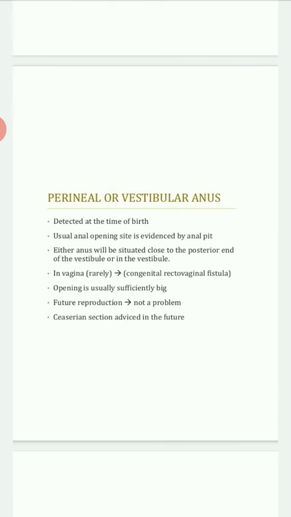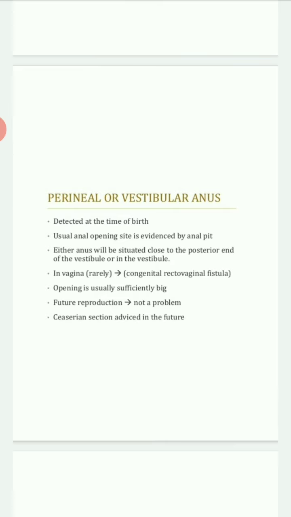So in the vagina, rarely, congenital rectovaginal fistula. If there is a rectovaginal fistula, that means the anus will be misplaced from the normal position, so we can say congenital rectovaginal fistula. This rectovaginal fistula will be studied in detail later.